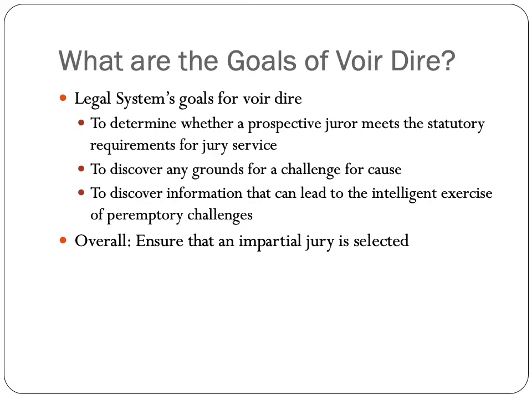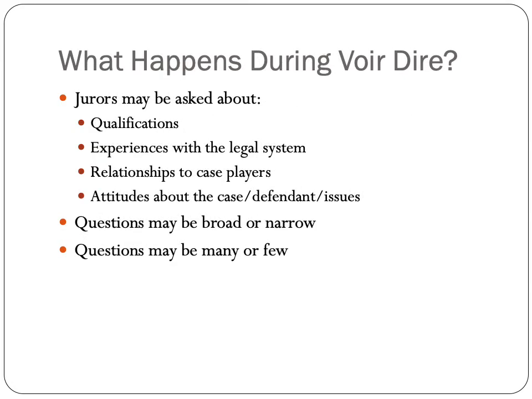The legal system is trying to determine whether a prospective juror meets the statutory requirements for jury service. There are certain things that exclude you from being on a jury, and if you don't meet those, you can't serve. The legal system also wants to discover any challenges for cause. They want to make sure that the jury is actually a quote-unquote impartial jury. It's not that the defendant's family is all going to be serving on the jury, or all their best friends. It also hopes to discover information that can lead to the intelligent exercise of peremptory challenges. Now, it's ironic how often peremptory challenges are used unintelligently, but hopefully it can help root out some sort of biases that peremptory challenges can be used for. So overall, the goal is to ensure an impartial jury is selected, whereas for an attorney, the goal is not that.